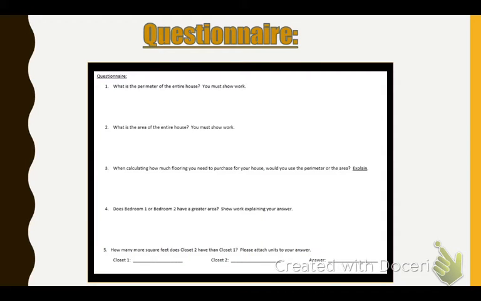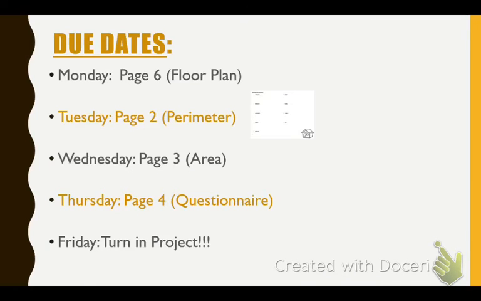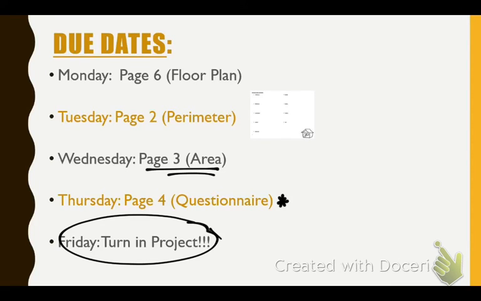If you finish your area today, then I want you to move on to your questionnaire paper. 6 of the points on the questionnaire paper will be graded on neatness and spelling, so make sure that you're writing neatly if you get to that point. All right, so these are the due dates we've had so far. Once again, today we're working on the area. If you finish the area today, you can begin the questionnaire, but all together this project is going to be due on Friday.